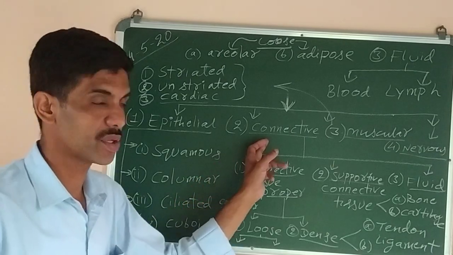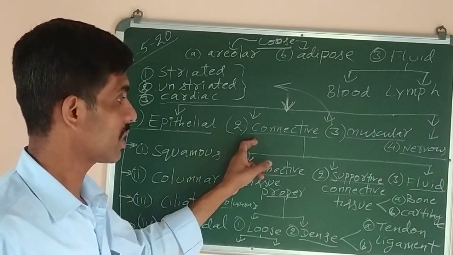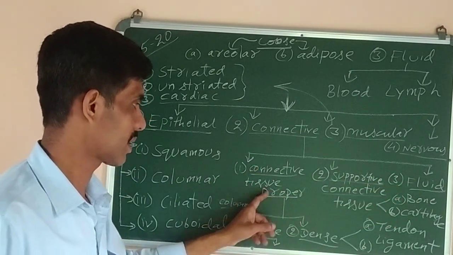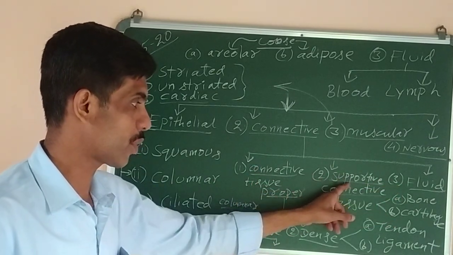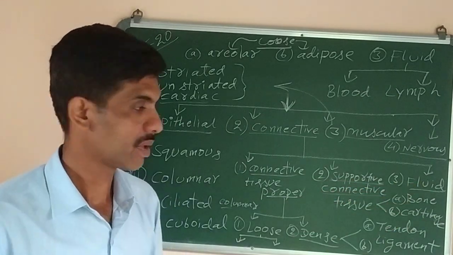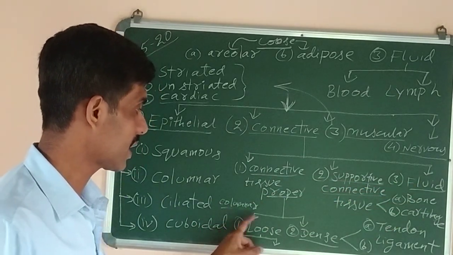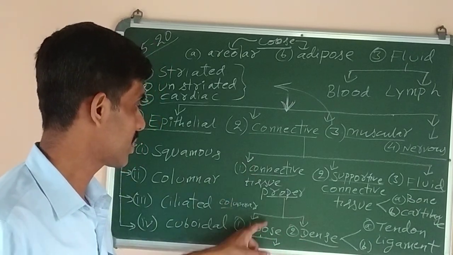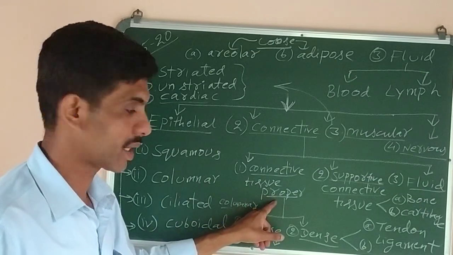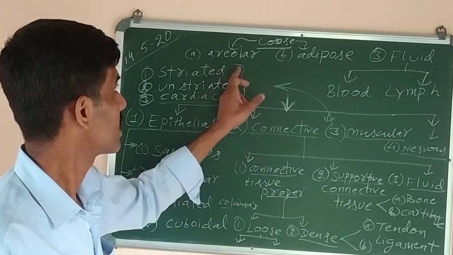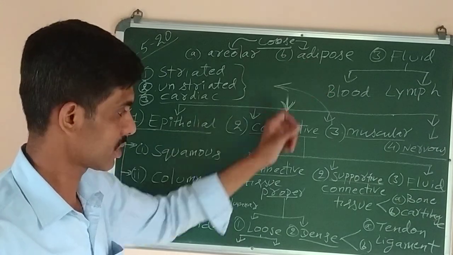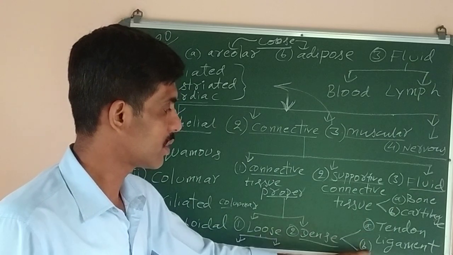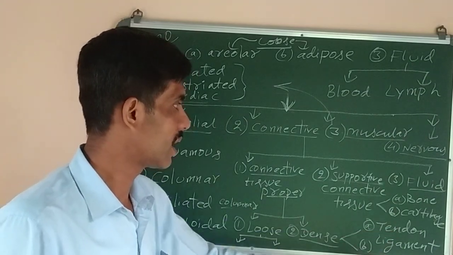Then the second type of tissue is connective tissue. Connective tissue is further divided into how many types? Three types. Number one, proper connective tissue, is already there. Number two, supportive, and the third one is fluid. So proper connective tissue is further divided into how many types? Two, loose and dense. Loose connective tissue is divided into two types. They are areolar and adipose. Whereas the dense proper connective tissue is divided into two types. They are tendon and ligament.